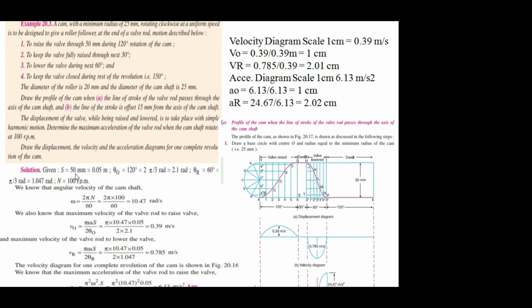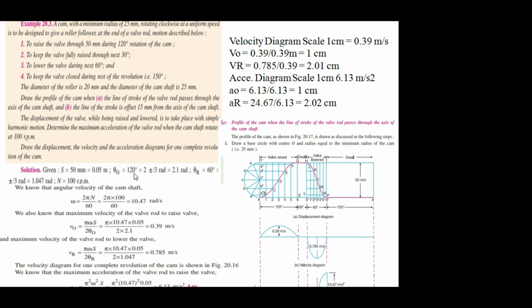Now the given data is written here. That is, the stroke length of the follower is 50 mm. Theta O, that is the angle of revolution of cam during outstroke of the follower. So here the follower is treated as a valve rod of an IC engine. At the end of the valve rod, a roller is provided. So it is a roller follower that is given in this numerical.